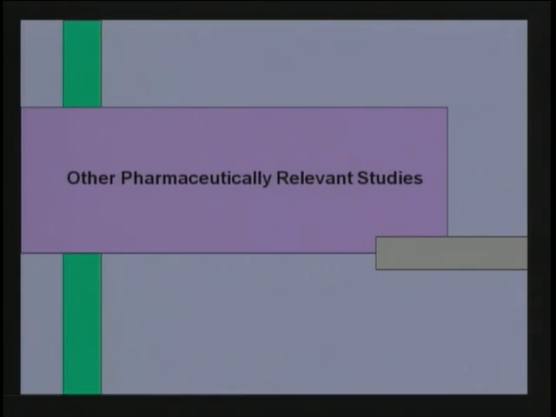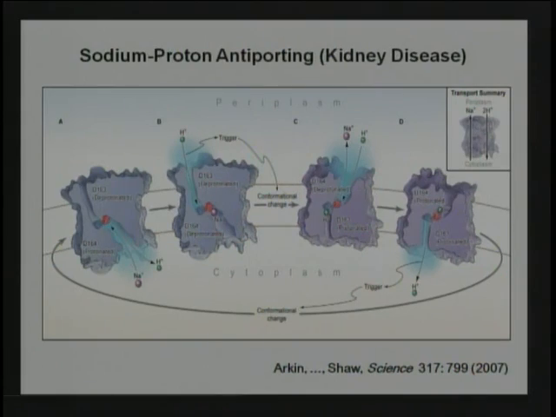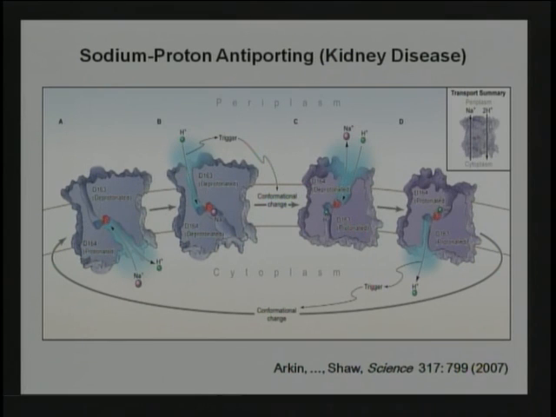Let me just quickly dash through 2 minutes' worth of other pharmaceutically relevant studies. One that is involved in kidney disease is a study of antiporting, which is where you send one ion in one direction through a cell membrane, another ion coming in. This one, you send a sodium ion out and two protons go in. And we were able to find 3 particular amino acids that controlled this process. It was a model that was introduced like 50 years ago, but we could actually show how it worked at an atomic level of detail.